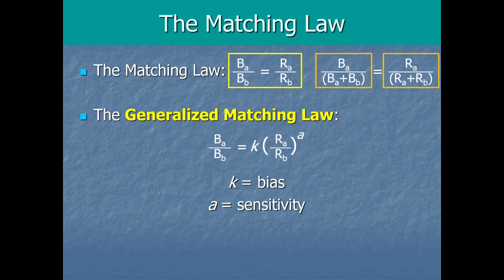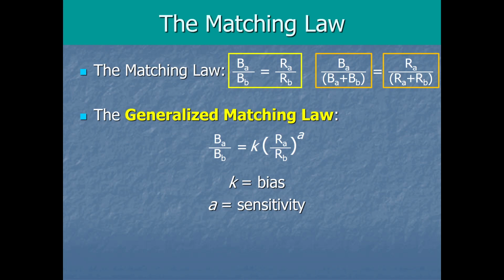For sensitivity then, if that little a exponent in the top there was exactly 1, for example, that wouldn't affect the equation at all, right? Because anything raised to the 1 power stays the same. So that would be perfect sensitivity. But if that little a exponent for sensitivity was a number bigger than 1, like if it was 2, we'd be squaring the ratio. So we'd end up with overmatching, with the behavior side of the equation being unbalanced toward the key with the bigger reinforcer. Or if that little a exponent for sensitivity is smaller than 1, we would have a lower ratio of behavior for the better schedule. In other words, we'd have undermatching.